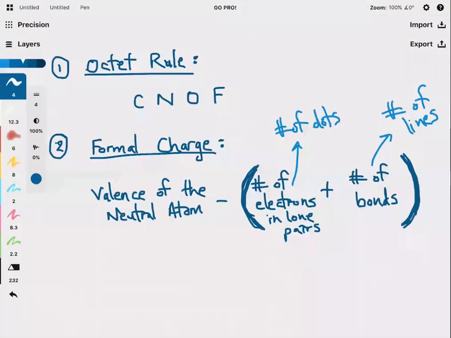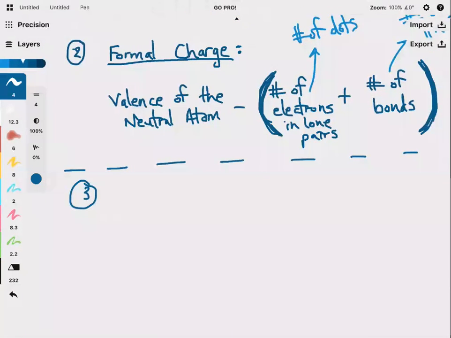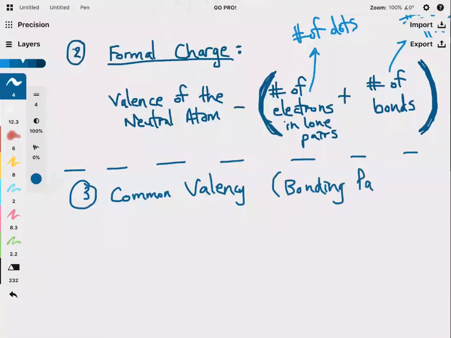There's a third rule that's not always followed, but I'll just put it in here so you know what it is. And I think your book calls this the common valency, if I remember correctly. The common valency rule, or I just call it the bonding pattern. The bonding pattern rule.